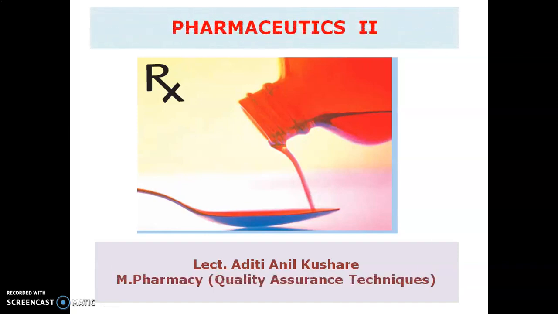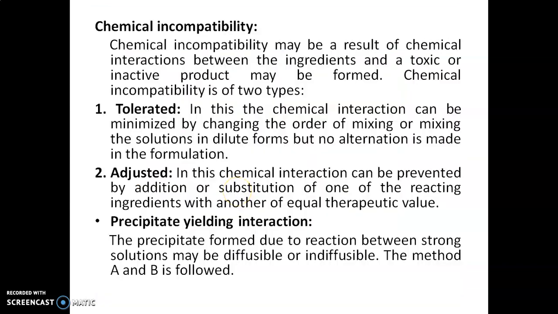Today we are discussing the practicals from Pharmaceutics 2. In previous sessions we discussed incompatibility. There are a total of 3 types of incompatibility: physical, chemical and therapeutic. So now let's discuss chemical incompatibility. Chemical incompatibility may be a result of chemical interactions between the ingredients and a toxic or inactive product.